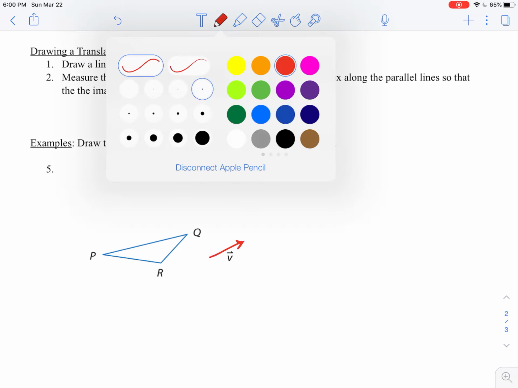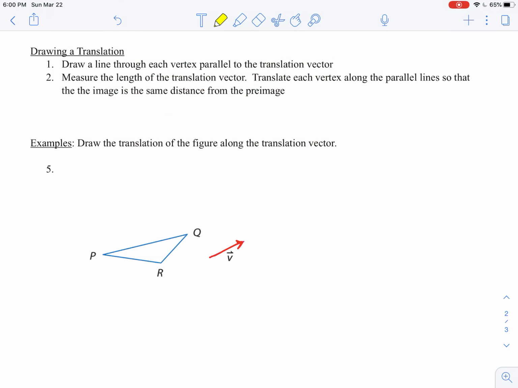So the first thing we do is we start by creating lines parallel to our vector through each of our vertices. So from point R, I'm going to draw a line as best as I can parallel to our translation vector. Then another parallel line through point Q, and a third parallel line through point P. You should, of course, use your ruler to do this. We're eyeballing it, so there's definitely human error involved, but that's absolutely fine.